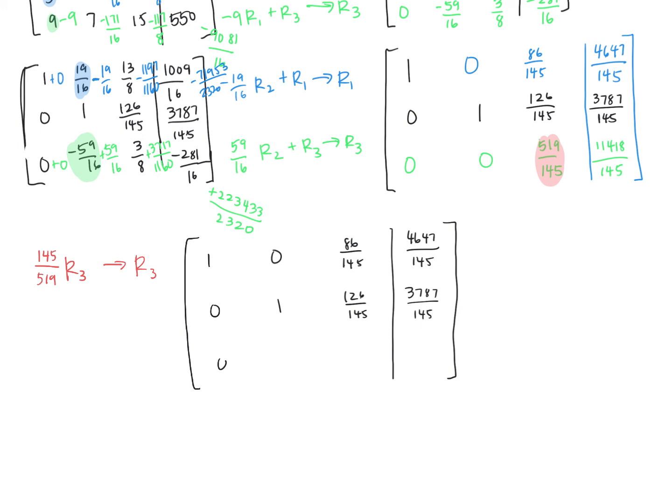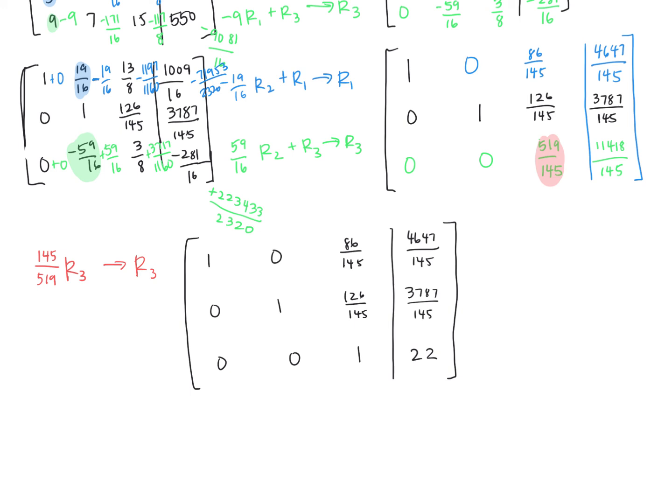Third row, 0, 0. Multiplying by the reciprocal gives us a 1. And then we multiply 11,418 over 145 times 145 over 519. And we see that we get 22. Okay, so now we have a 1 in the position we want in column 3.